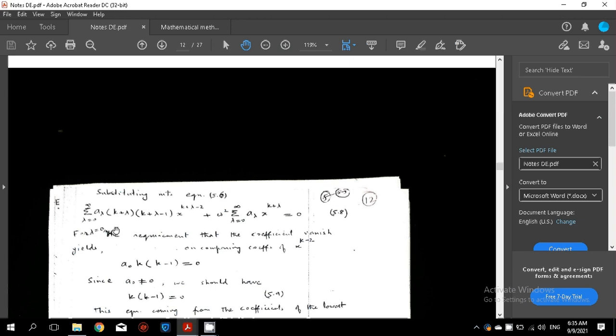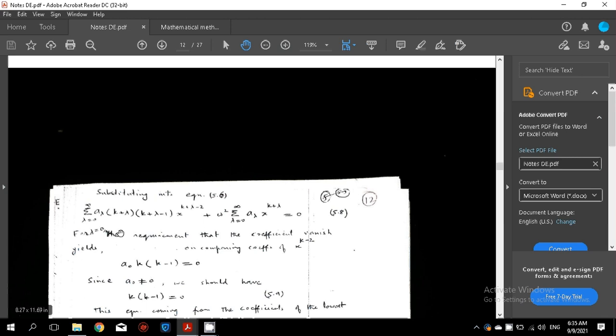Okay, so each term contains an infinite number of terms, with lambda going from 0 to infinity, and this second term also. So here, if we write only the terms with minimum power of x, look for the minimum power of x from each term.